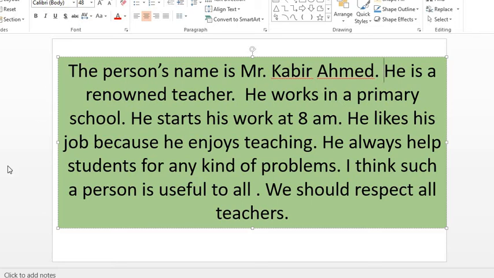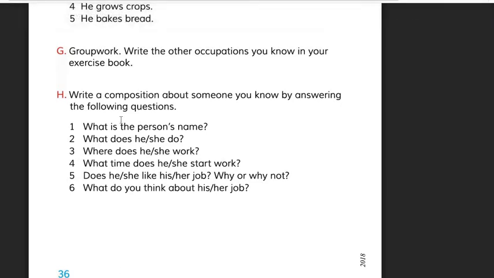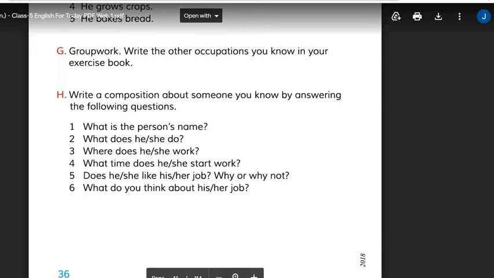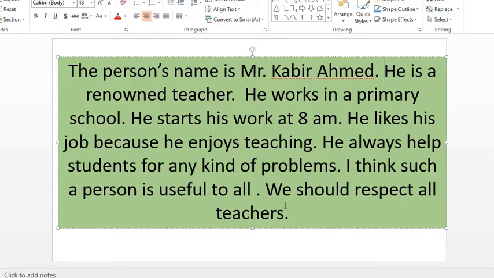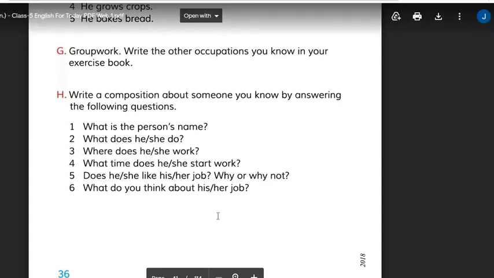Can you find the answers of these 6 questions in this paragraph, in this composition? Yes. And try to write following this pattern. Okay. And the next page, you turn your book.